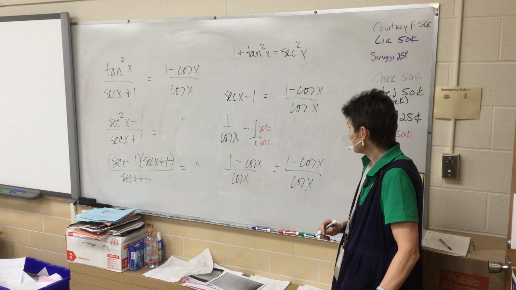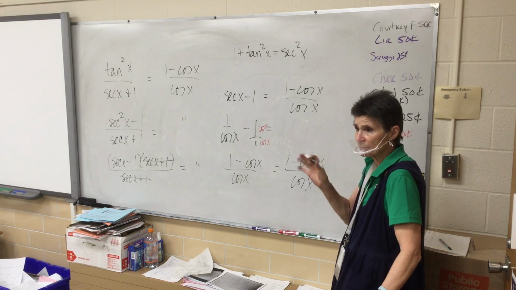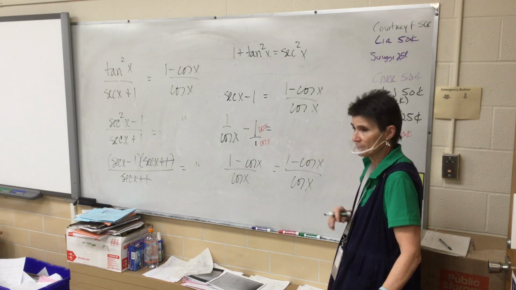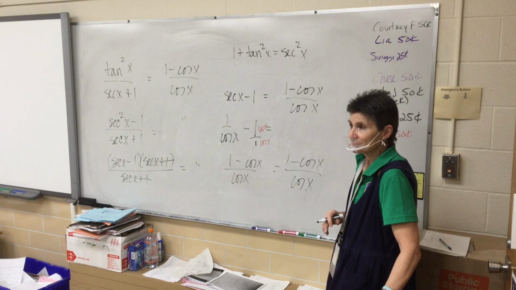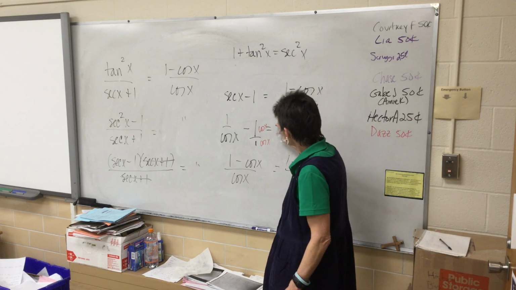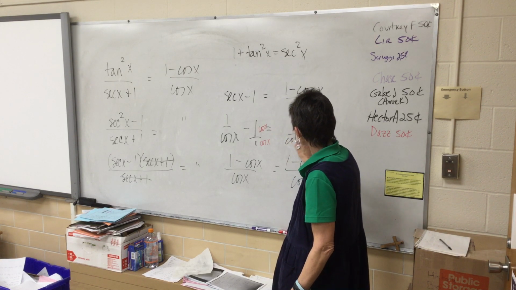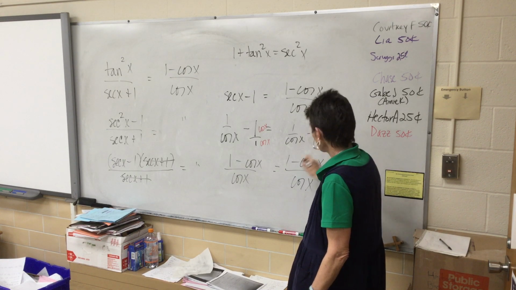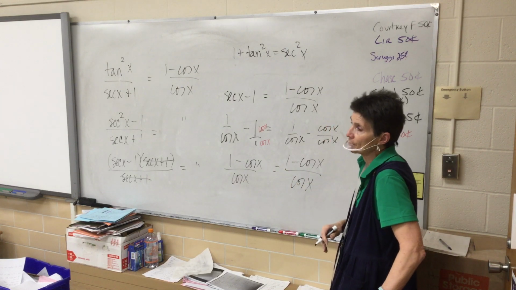Did I do anything there that confused you? You have a question about it? Mrs. Ford, how did you do this? I don't understand how you got from like the 1 minus cosine. Well, it's 1 over cosine minus cosine over cosine. So I just get a common denominator. My common denominator is cosine, so I can combine the numerators.